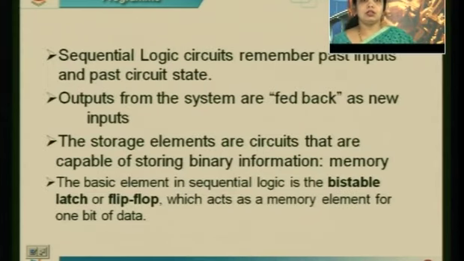A sequential logic circuit remembers past inputs and past circuit state. So output from the system is fed back as a new input. The storage elements are circuits, as I discussed, that are capable of storing information. That is also called memory. The basic element in sequential logic is a bistable latch or a flip-flop, which acts as a memory element for storing a single bit of data.